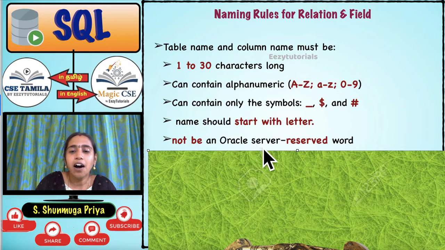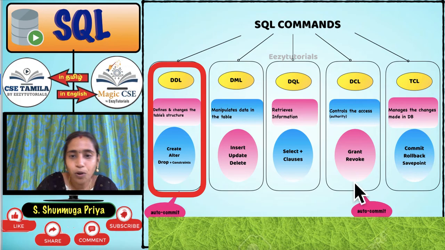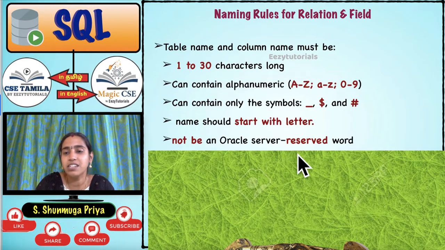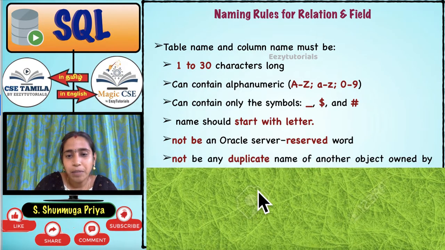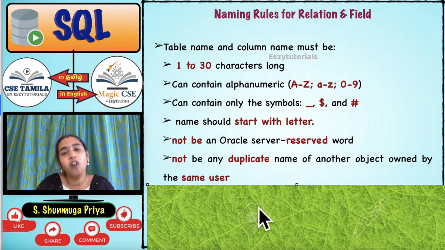And Oracle server has reserved keywords. We have seen there are many types of commands. So select, insert, update, commit. These are some examples of reserved words. These reserved words should not be used for naming. So these are the naming rules, and duplicates will not be supported.